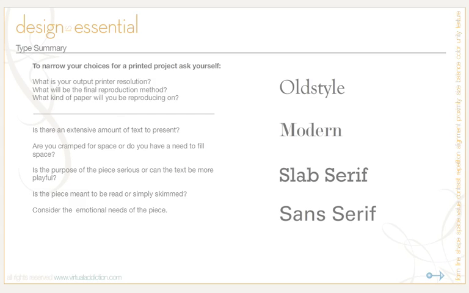Is there an extensive amount of text to present? Well, in a situation where you have lots of text, like a newspaper, annual report, or a book, you need to choose a body typeface with maximum readability. Under the best printing conditions, high-resolution output, smooth paper, and a good printing press, try a classic old style for best readability, something like Adobe Caslon Pro.